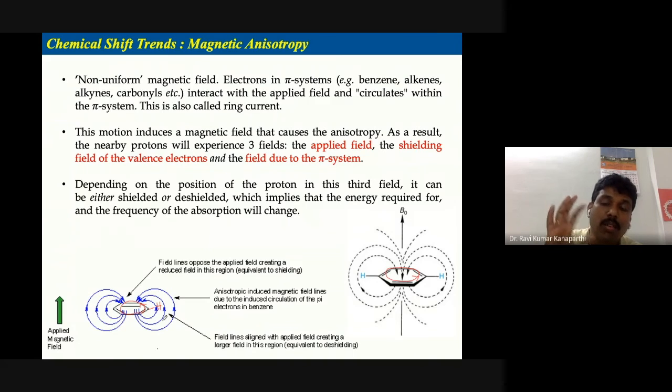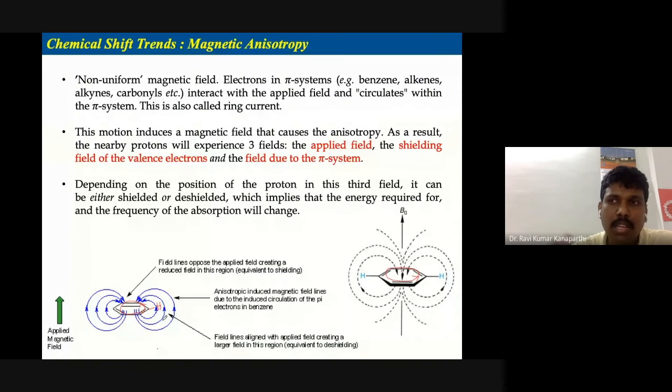Therefore, overall, a proton in the same benzene molecule experiences three different magnetic fields, which is true for most of the other compounds, even alkanes. You just take it, the same thing is happening. This is referred to as the anisotropy, and because of this anisotropy, we see some contradicting statements, or violations of the electronegativity concept, in the chemical shift values and their trends.